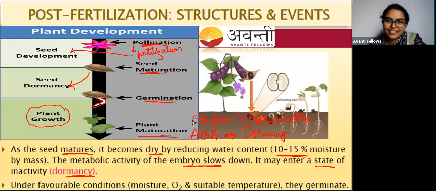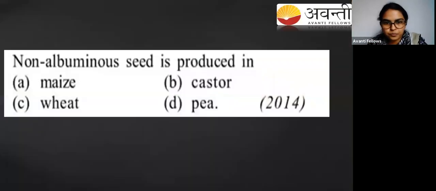Do you have any doubts here? If you have any doubts, you can ask me in the chat box. Any sort of doubts? Okay, there's a question on the screen. Non-albuminous seed is produced in maize, wheat, castor, and pea. I am launching the poll for this question.